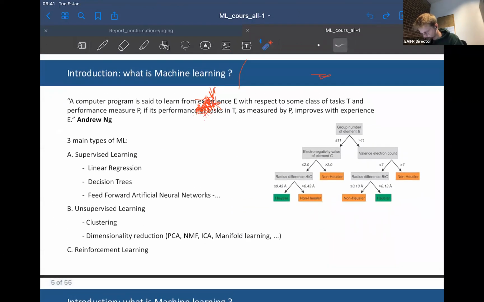Okay, so let's start with the introduction. So what do we really want to do with machine learning?